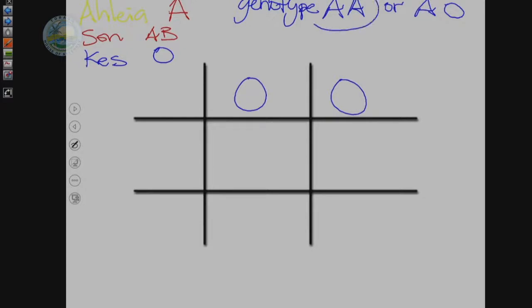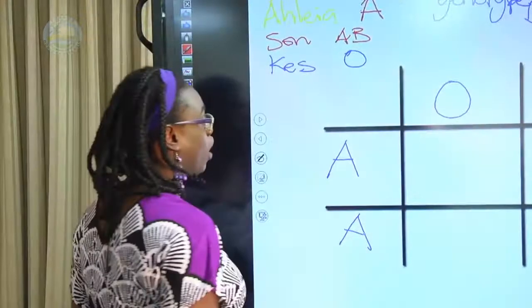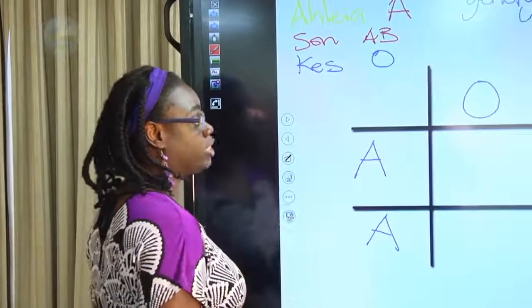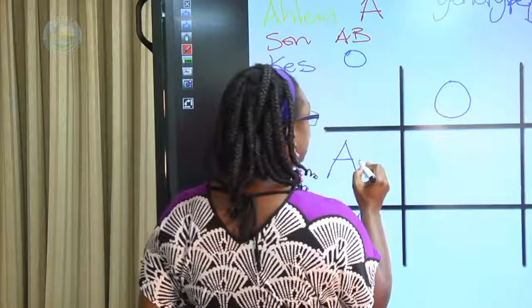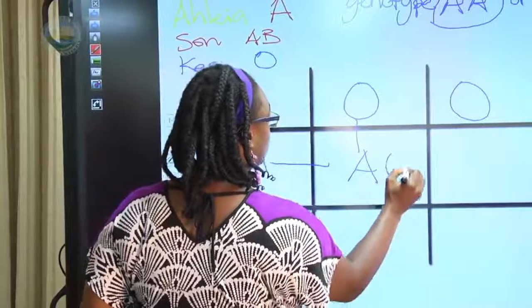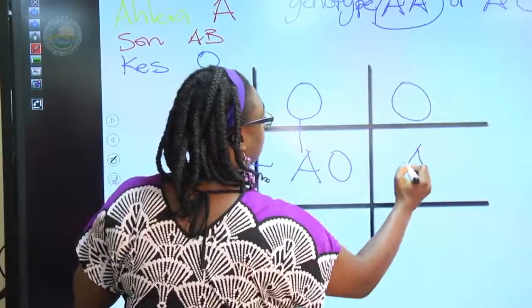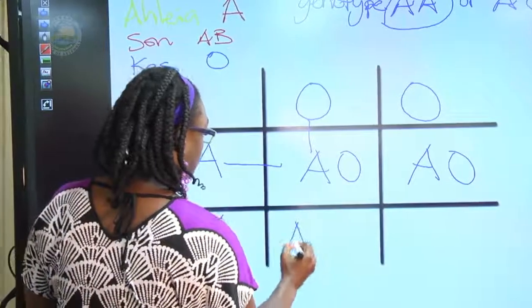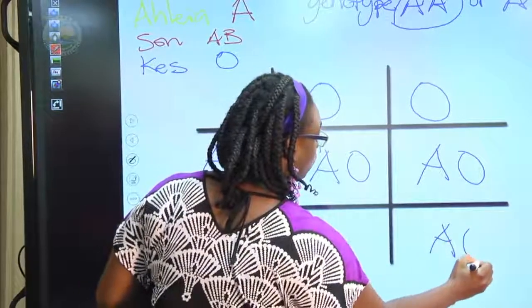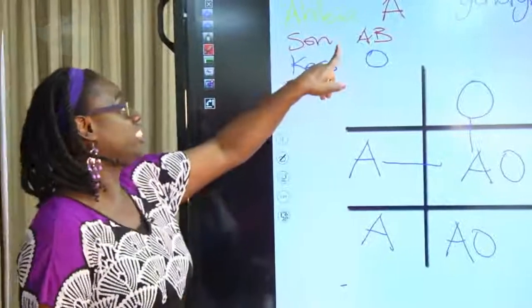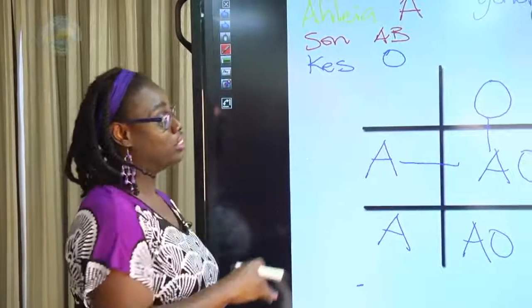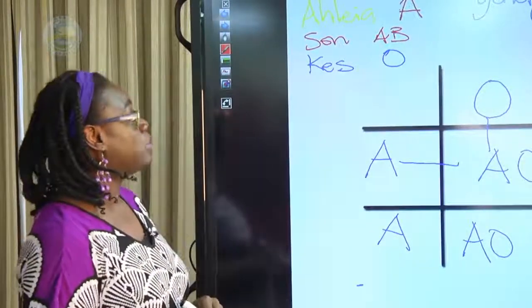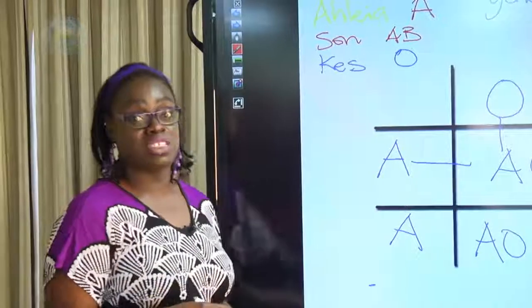So we will use this one first, and we'll put the alleles here, capital A, capital A. What are the probabilities of all the offspring that she and Kes can have if her genotype is capital A, capital A? We have AO here, AO there, AO there, and AO there. Now the son's genotype is AB, and his phenotype as well. So in this example, if she's genotype AA, then there's no way that Kes can be the father of her child.